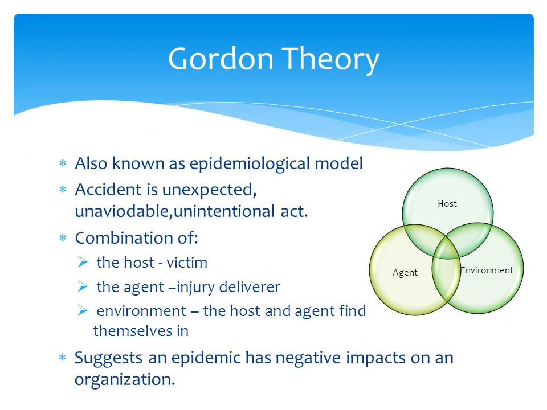Let us now examine the Gordon theory. The Gordon theory, otherwise known as the epidemiological model, suggests that the definition of an accident is an unexpected, unavoidable, unintentional act resulting from a combination of the host, which is the accident victim, the agent, which is the injury deliverer, and the environment factors which the host and agent find themselves in. So one can come to the understanding that this theory suggests that factors which influence the environment, such as an epidemic, have negative impacts on organizations, resulting in workforce injuries.